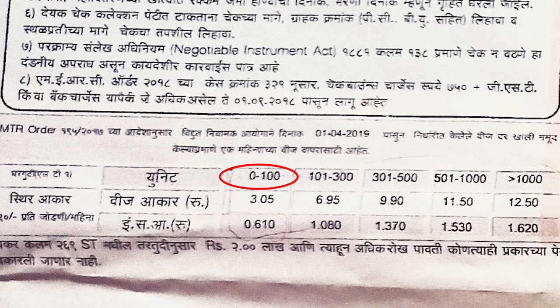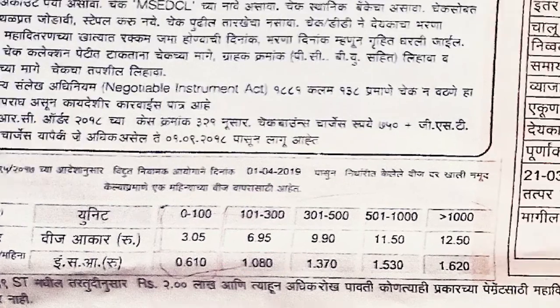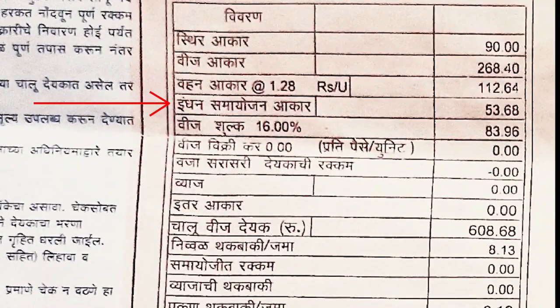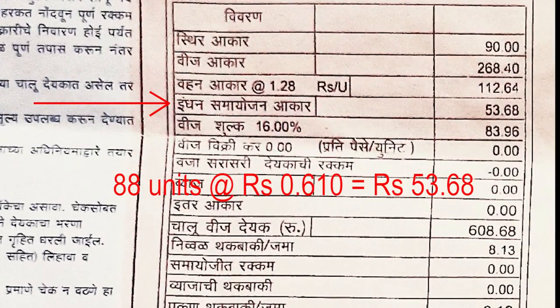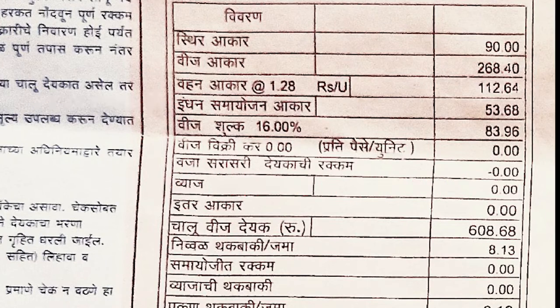For 0 to 100 units, 0.610 rupees per unit is applied, and above 101 to 300 units, 1.08 rupees per unit is applied. In this bill for 88 units, multiply by 0.610, so this much rupees are fuel adjustment charges.